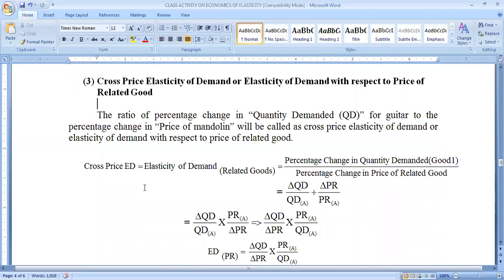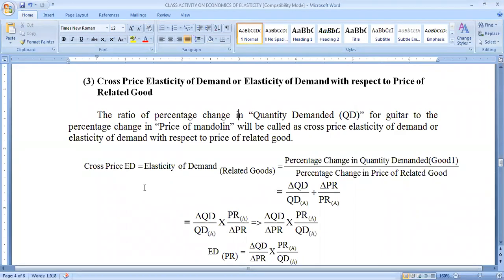Cross price elasticity of demand, or elasticity of demand with respect to price of related good. The definition is the ratio of percentage change in quantity demanded for guitar to the percentage change in price of mandolin. Okay. As earlier, I've just discussed the cross price elasticity of supply's case. Over there, I've let you know how we can calculate cross price elasticity, right?